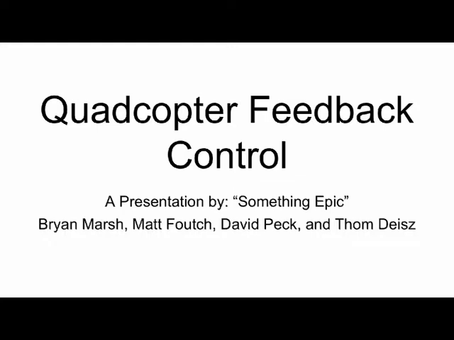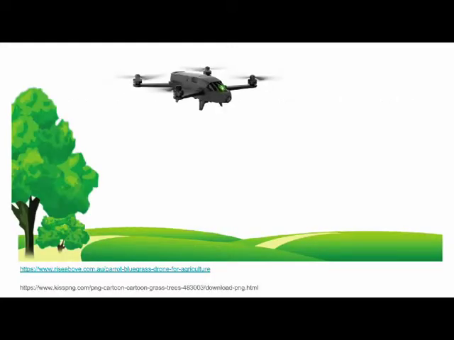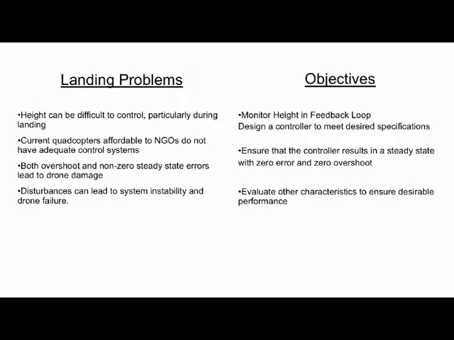Quadcopters are becoming increasingly more common for surveying areas after natural disasters. These machines are very useful for reaching remote areas which might be dangerous for people to go. One of the biggest problems for these drones is height control. Height can be difficult to control, particularly during landing, where if the machine comes in at too high a rate of speed, it can crash and damage the unit.